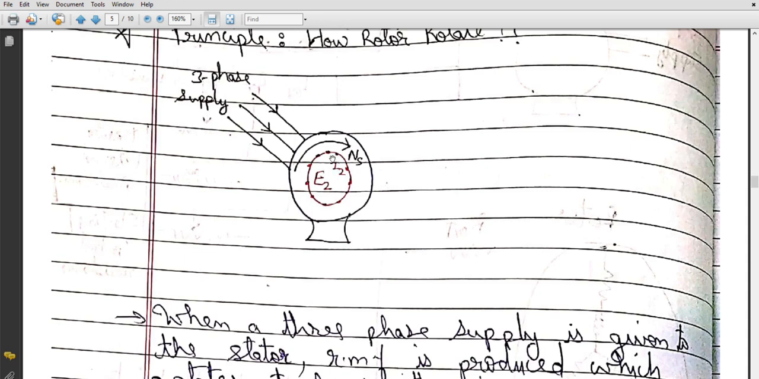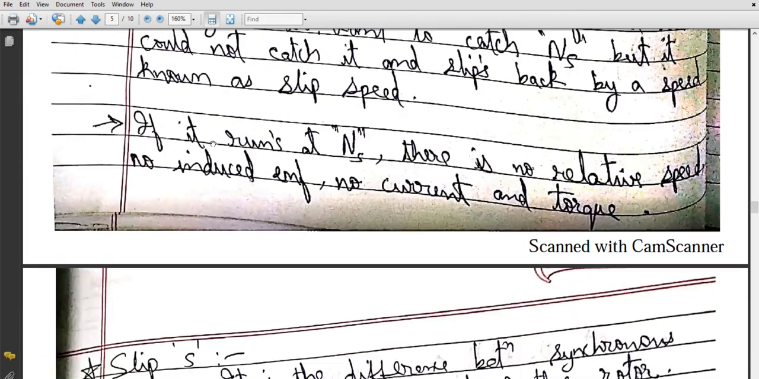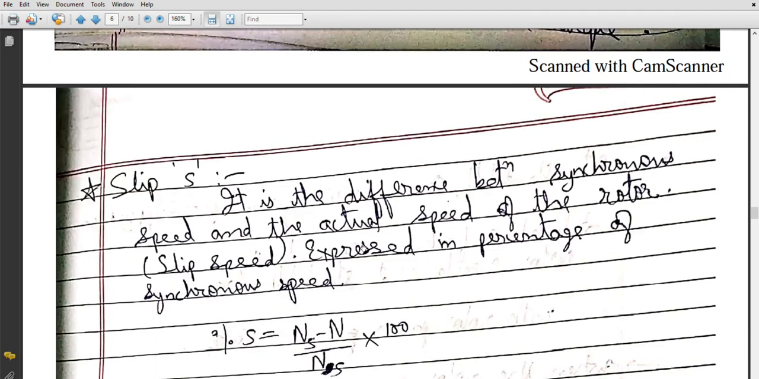So for a practical machine, the rotor can never attain synchronous speed. Rotor speed will always be very close to synchronous speed, but it will never be equal to it. So you should be very careful about these things. Okay, so this is what is written: if it runs at ns, there is no relative speed, no induced EMF, no current and no torque.